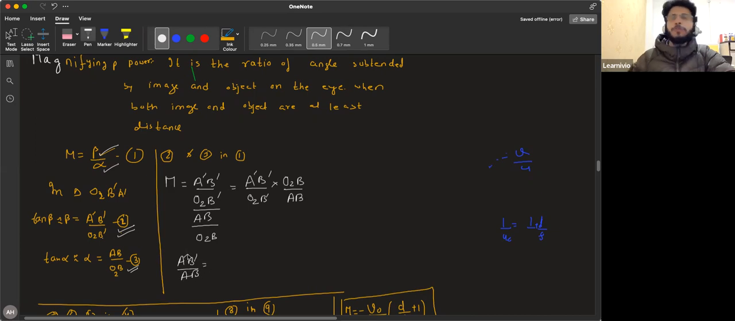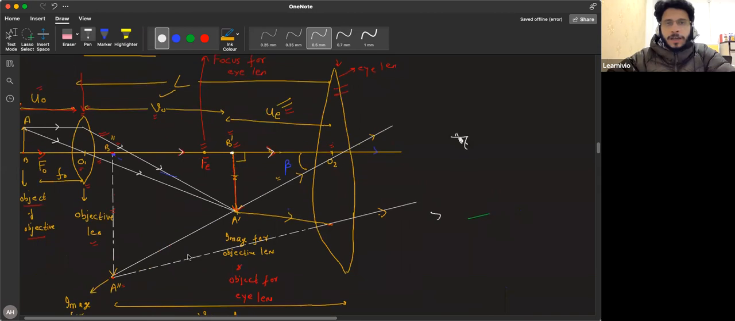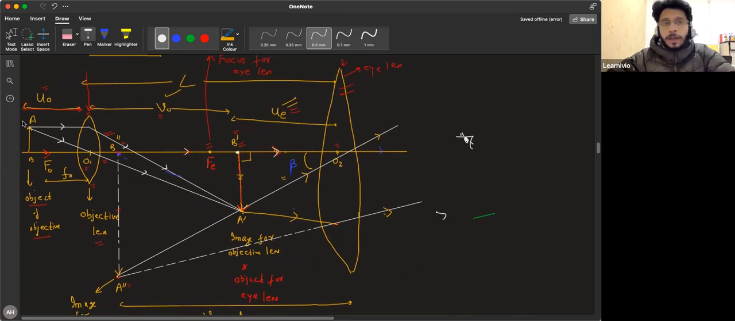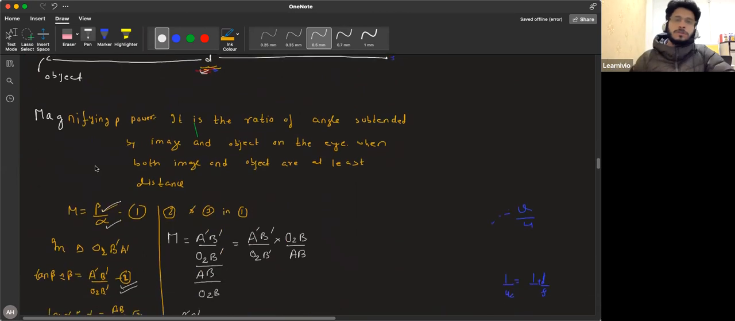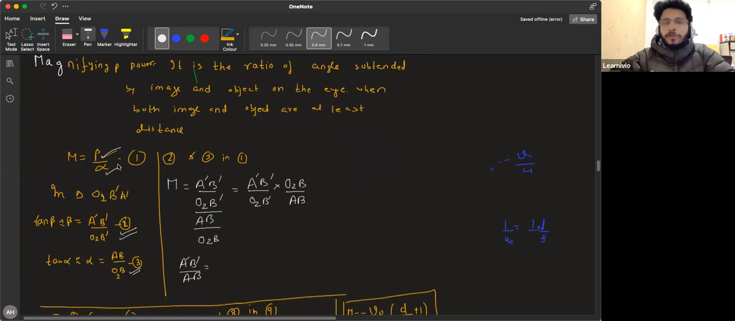What is A prime B prime by AB? If you look at this ray diagram, A prime B prime is the height of the image of the objective lens. And what is AB? It's the height of the object of the objective lens. So what is the ratio of height of image and height of object? Is there any specific name for this term? Magnification. That's the magnification. So this is the image for the objective lens, this is the object for the objective lens, and this is the magnification for the objective lens.